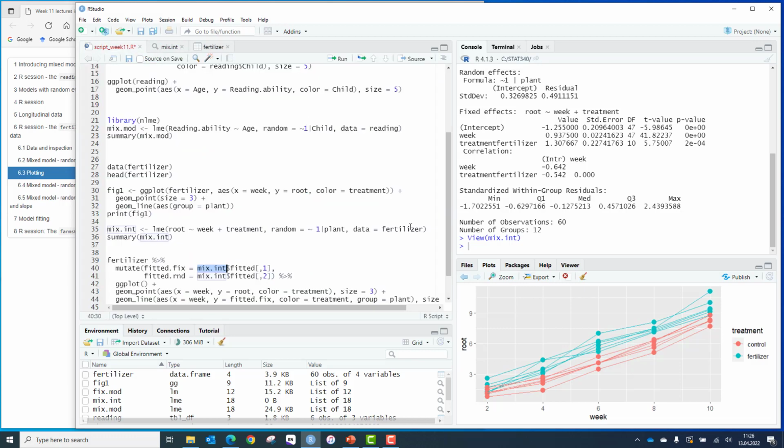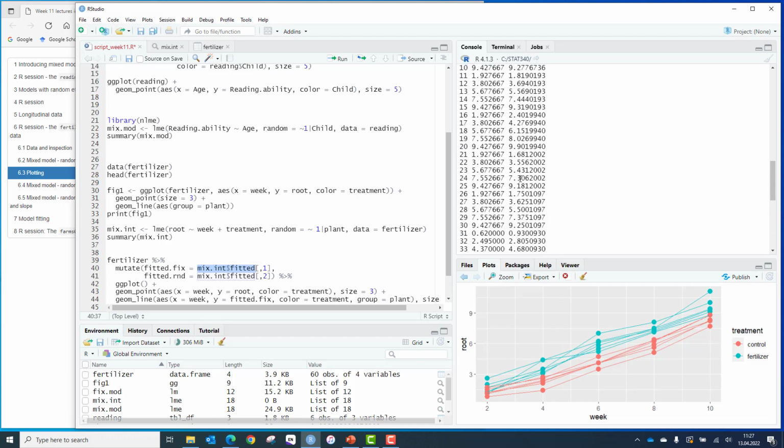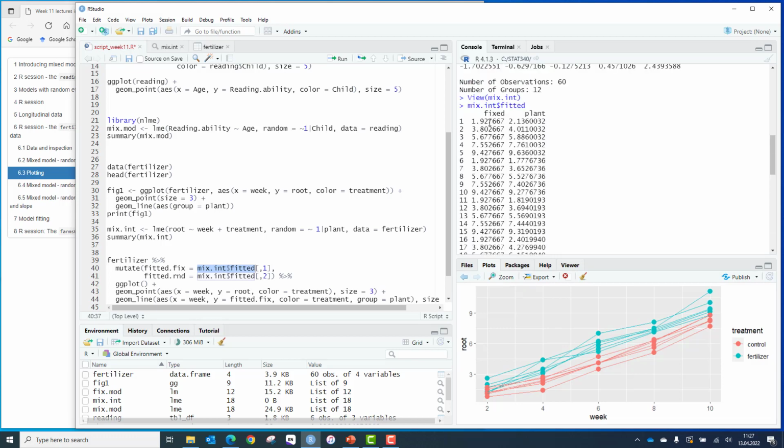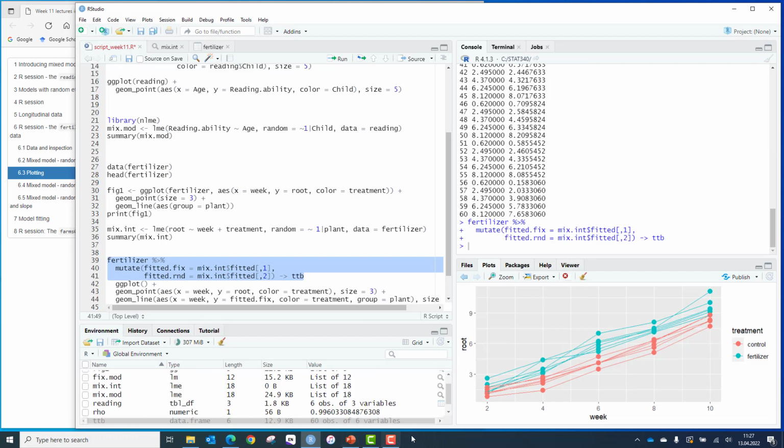So if I copy this one and take it out here in the console, if we have a look at this one, you will see that this is a matrix with 2 columns. The first one is the fitted values for all the fixed effects. And here we have the ones for the random effects. So I add this to the table. If I just put this into a dummy variable here and run only this code, we can always have a look at this tibble.